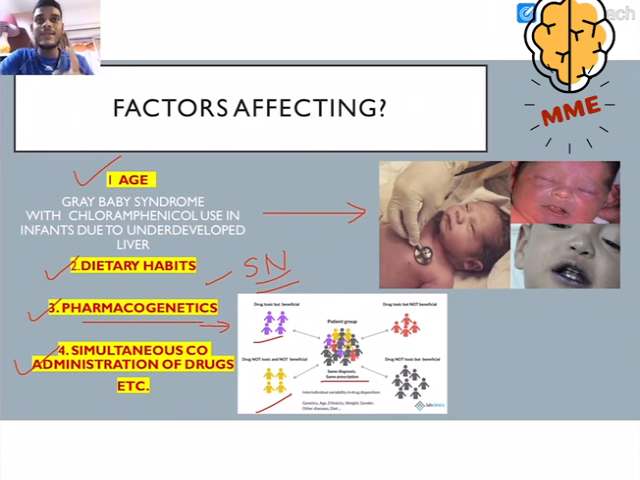Pharmacogenetics, like I told you, my friends, is also a very important candidate for short notes and is a viva question as well, so study it properly.